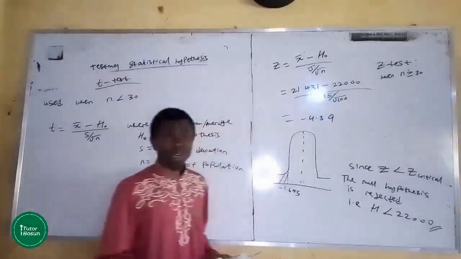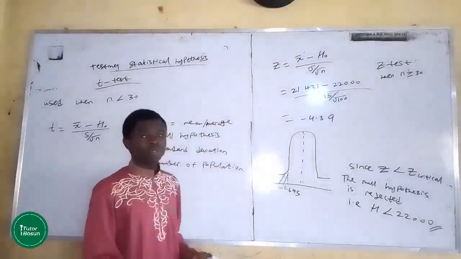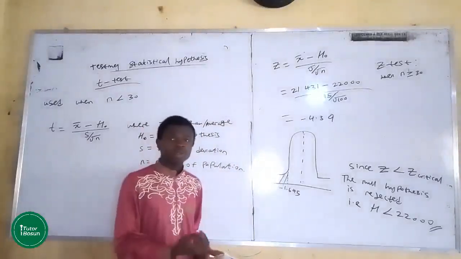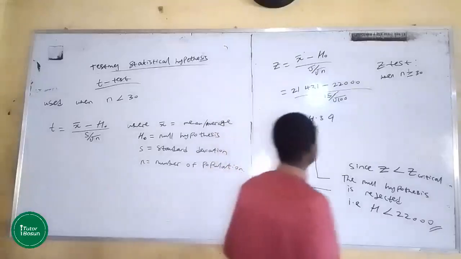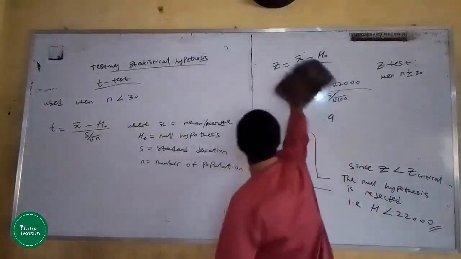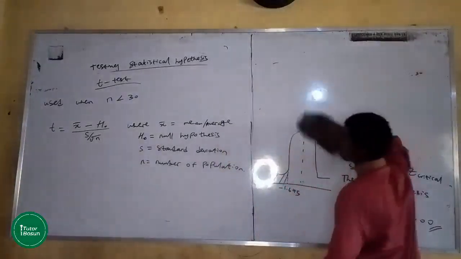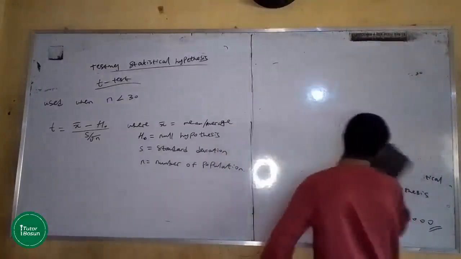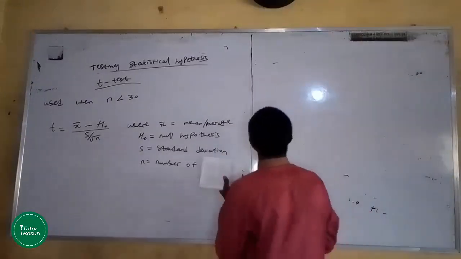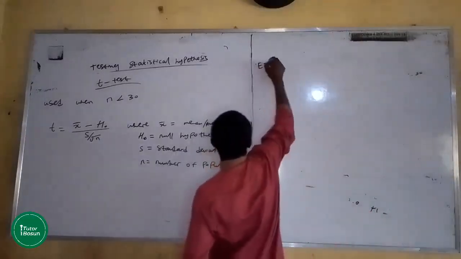And if you are not given the critical value of t, you will be given parameters which you can use to determine the critical value of t from your statistical table, from your t-test. So let's solve an example of t-test. Example 1. Let's solve an example on t-test.